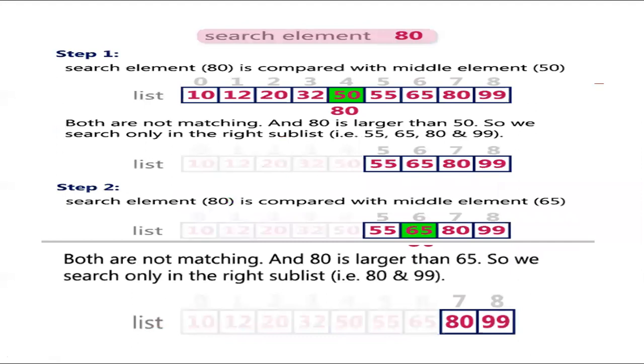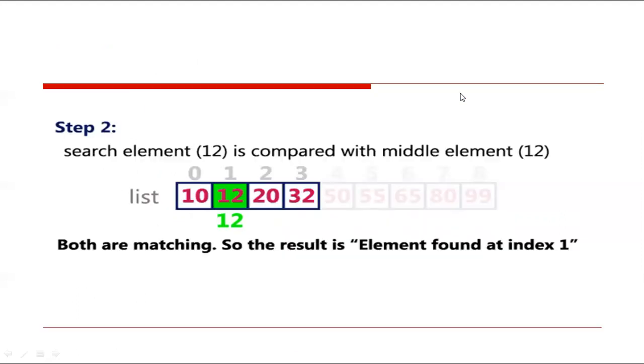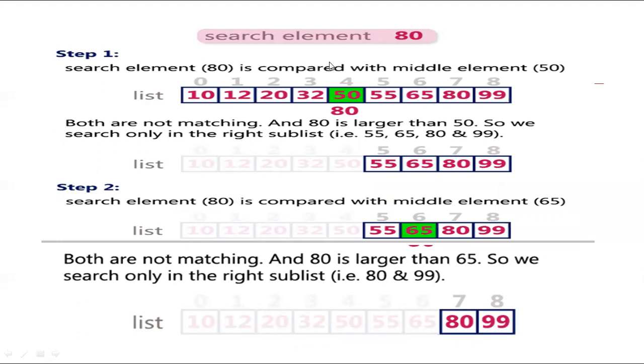One more example for binary search algorithm. Here search element 80 is compared with the middle element. So this is the list of items, all of you. So 10, 12, 20, 32, 50, 55, 65, 80 and 99. So I want to search whether the element 80 is in the array or not. Clear? In the array or not.